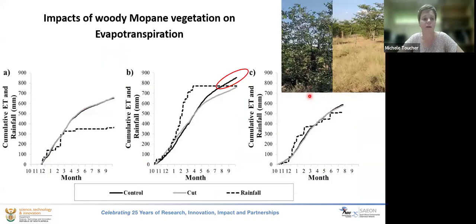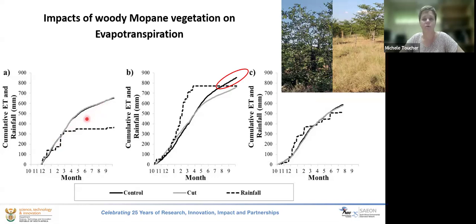We monitored ET there for 2 years, and then a portion of a year. We didn't quite get to the end. And what we found was that the cut is the cleared, so this is the open savanna, and the black is the control, which is the Mopane site. And the dotted line here is the rainfall. So this is accumulated ET over the year, so it's presented a little bit differently. In a dry year, the cleared and the control site were very similar.